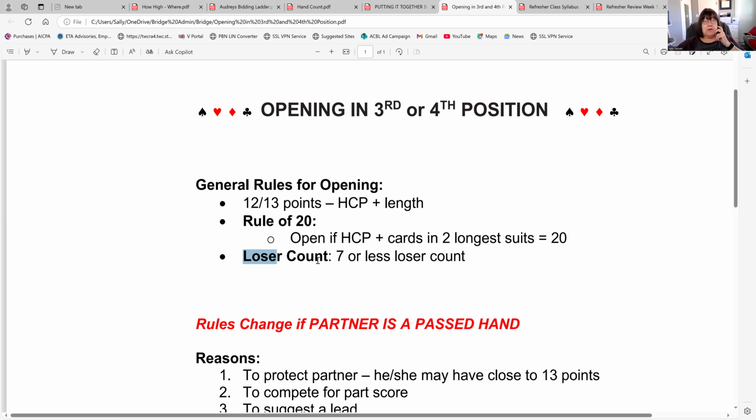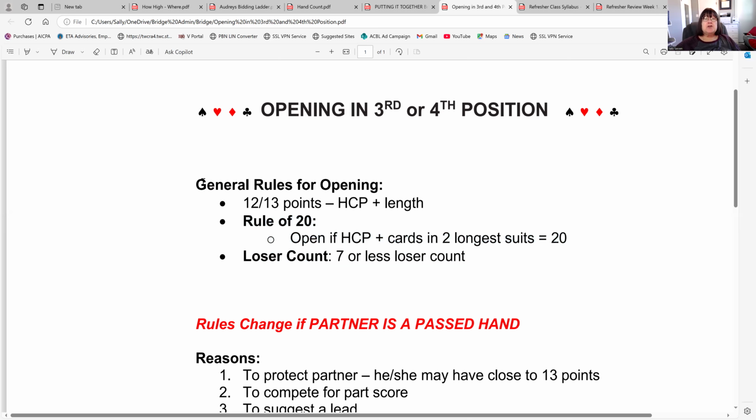There's another time you could open, and that's if the loser count is 7 or less. We don't talk about loser count in the beginning classes, but you may hear people mention it. So if you have 7 or less losers, you could also open. If that doesn't make sense to you, don't worry about it, but do remember the rule of 20.